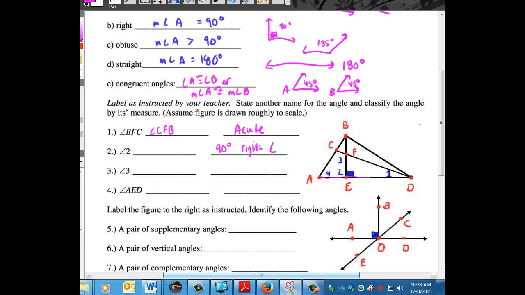Alright, now we have to name angle 2. Let's name this two other ways. So I can say angle AEF. Or I can even start at B and say that this is angle BEA. Okay, so there are a few different ways that we can name angle 2. Angle 3 looks to me like it's going to be greater than 90, so we're going to say this is an obtuse angle. And then if we were to rename angle 3, I could say angle EFC, or I could say angle CFE.